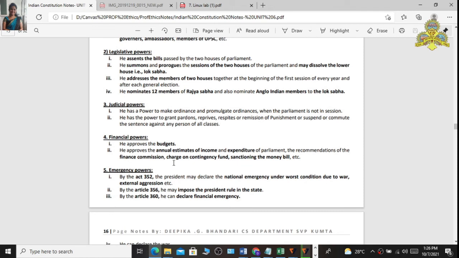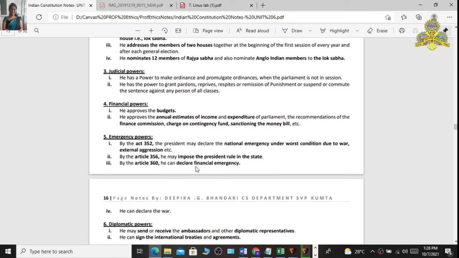Financial powers. The President of India has the power to approve different budgets prepared by the Parliament. He approves the annual estimates of income as well as expenditure of the Parliament. For example, sanctioning the money bill, charge on different funds, recommendations of the Finance Commission, etc.